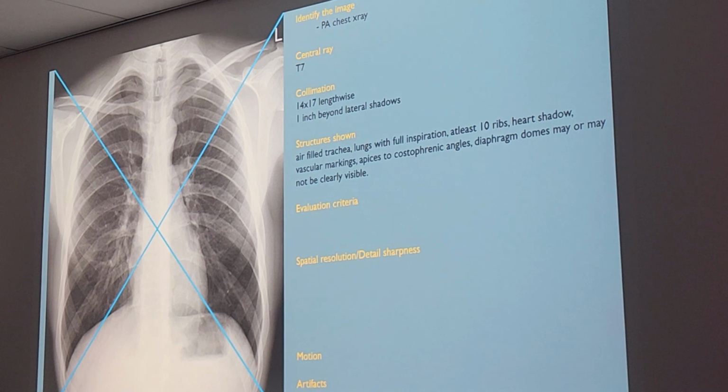We already covered structures shown in a chest X-ray. We see the air-filled trachea, right? What else do we see? We see the lungs with full inspiration. We see at least 10 ribs. We see the heart shadow. We see vascular markings. We see apices, costophrenic angles, diaphragm domes. On some images it can be clearly visible with a white line, but not necessarily on every chest X-ray. Alright.